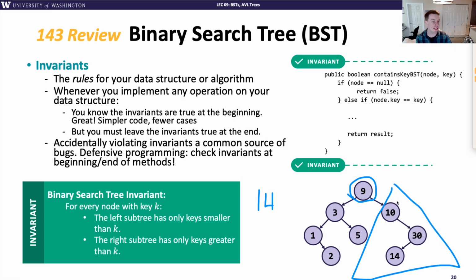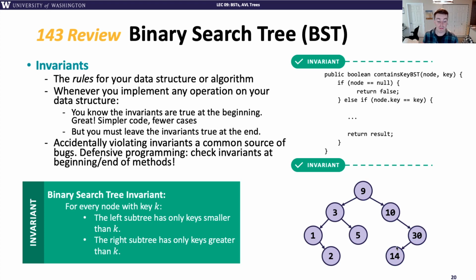And then you can just keep doing this over and over again. Is 14 bigger than 10? It is, so go to the right. Is 14 bigger than 30? No, go to the left. Hey, we found 14. We can report it's in this tree. So this invariant lets us speed up our search. We'll talk about how to quantify that in a second.